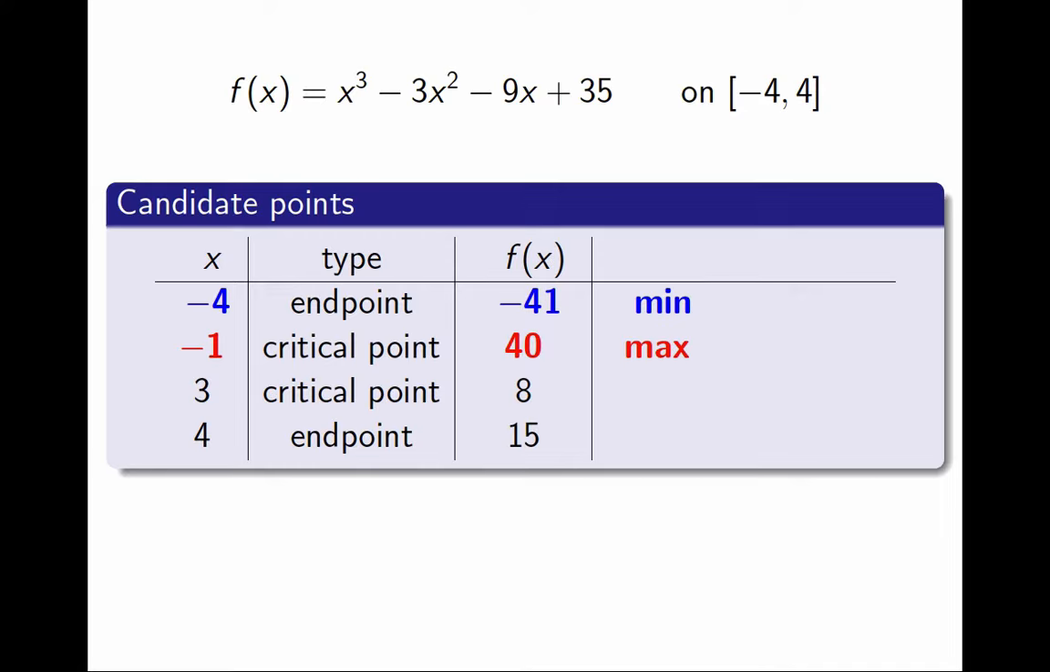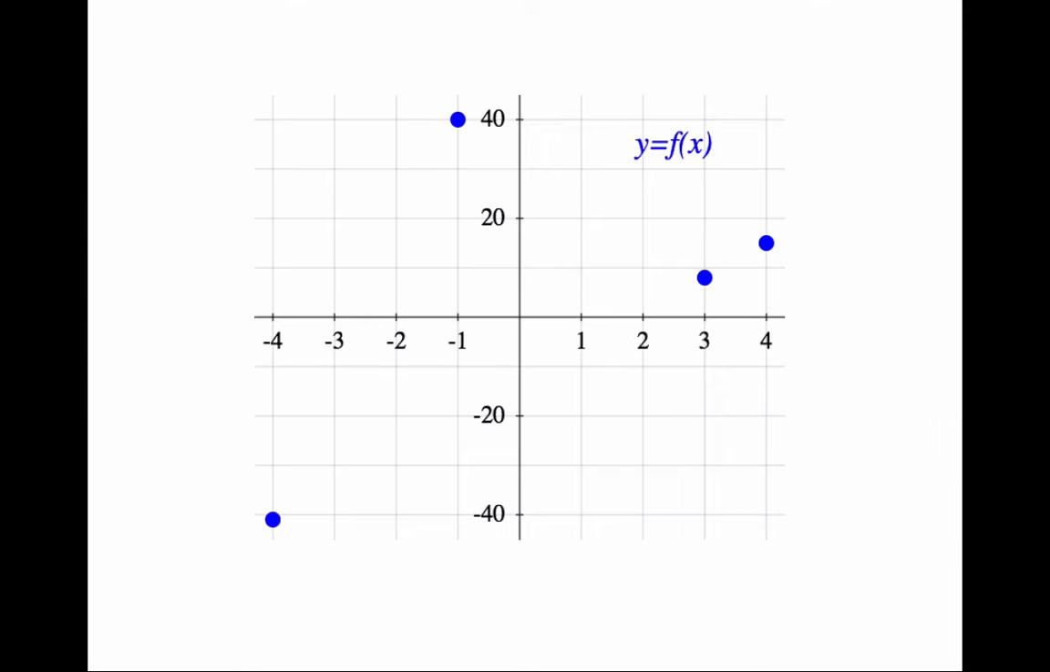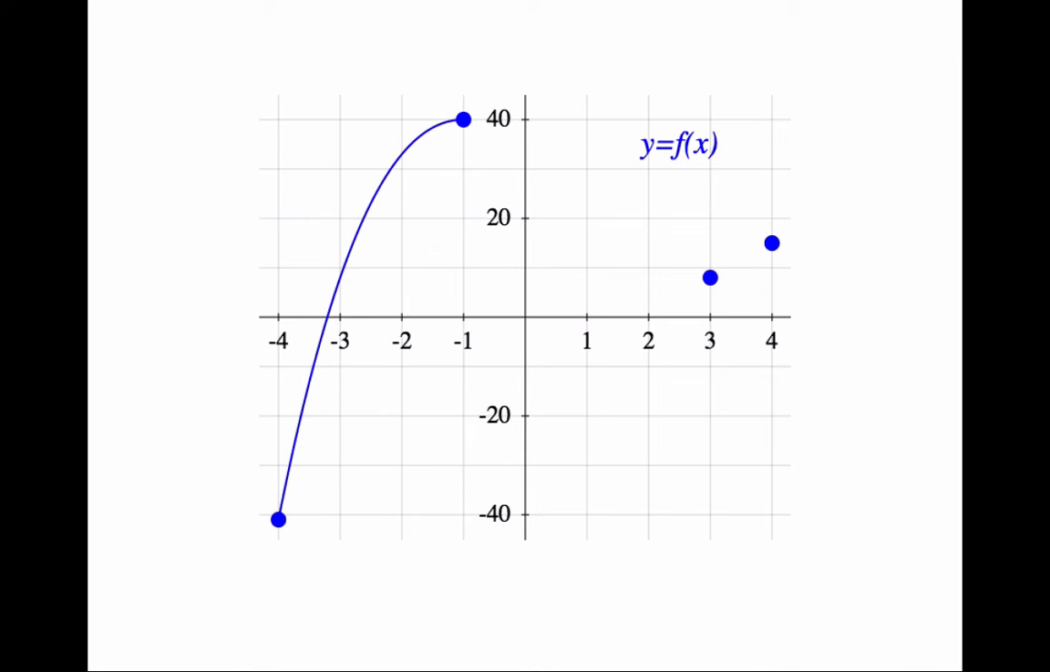But this tells us even more about the function. We can guess a sketch of f just from this. Here are the 4 interesting points in a graph. And I know that between any two of them, there are no other critical points. So that suggests what the graph will look like. Something like this.